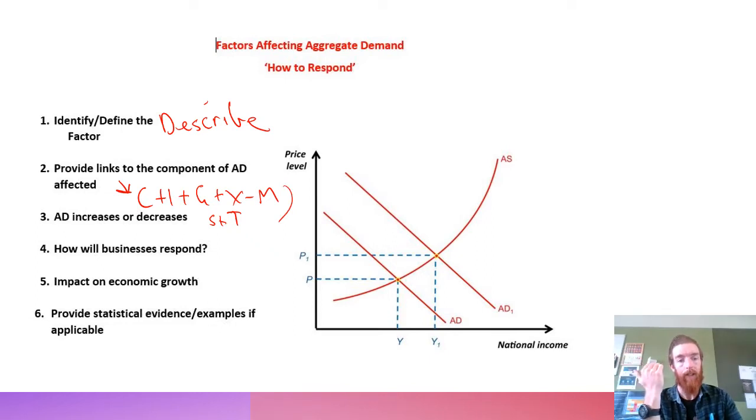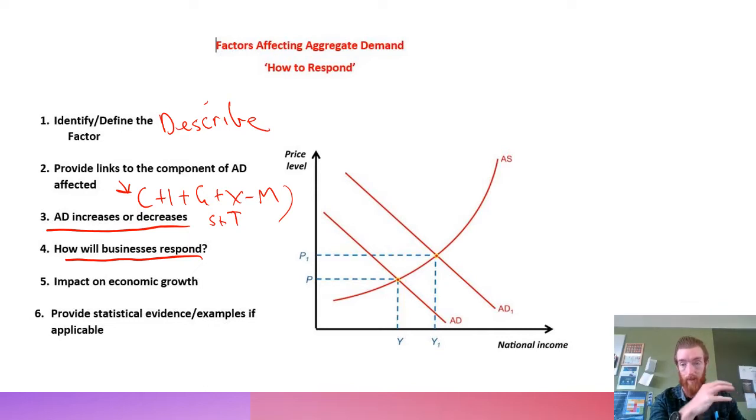Then you're going to say if aggregate demand increases or decreases, how businesses will respond to that. So if aggregate demand increases, that sends a signal to businesses to increase production in search of greater profits. If AD decreases, this sends a signal to businesses to downsize and reduce production, and therefore supply less overall. Then you link that to economic growth overall. So if it's going to increase or decrease the rate of economic growth.